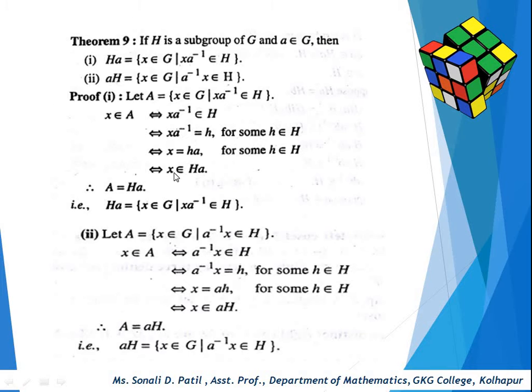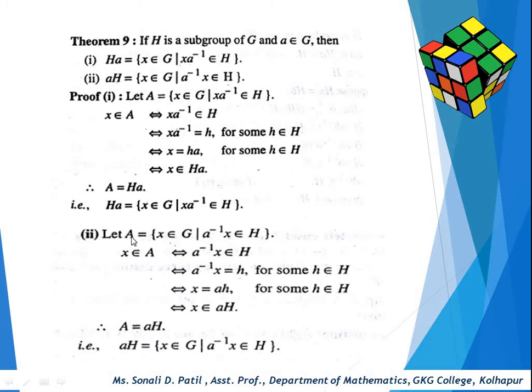Now this implies x belongs to Ha. Now here x belongs to A and we get x belongs to Ha. It means A is a subset of Ha. Now in the reverse way, if x belongs to Ha then we get x belongs to A, that is Ha is a subset of A. It means A = Ha. So that is Ha = {x belongs to G such that xa inverse belongs to H}.